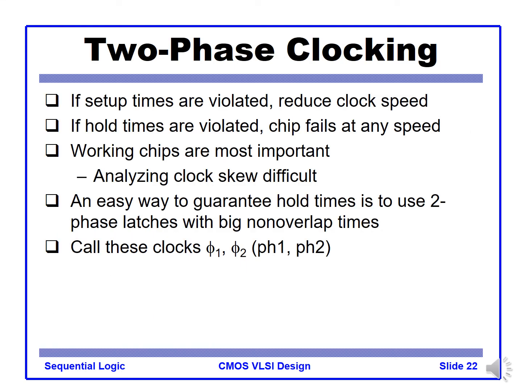In a two-phase clocking system, if the setup time is violated, meaning the combination logic has a longer path delay, we can reduce the clock speed to make it work. But if the hold time is violated, the minimum delay is violated, and the chip fails at any speed. Even though you reduce the clock speed, the chip will fail because the minimum path delay doesn't change even if you change the clock speed. So analyzing the skew and hold time violation is very, very important to make it work.